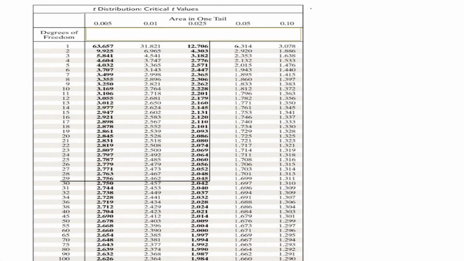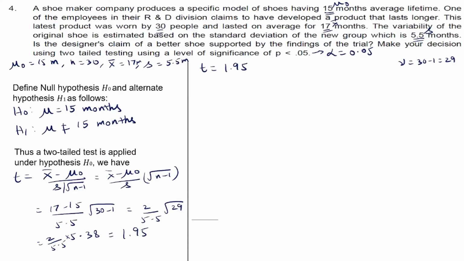So here we have the t distribution table for alpha equal to 0.05 and degrees of freedom equal to 29. The area in one tail, t 0.025 for 29 degrees of freedom, it is 2.045. Now let us compare this critical value with the calculated value of t and check whether we can accept or reject the null hypothesis.